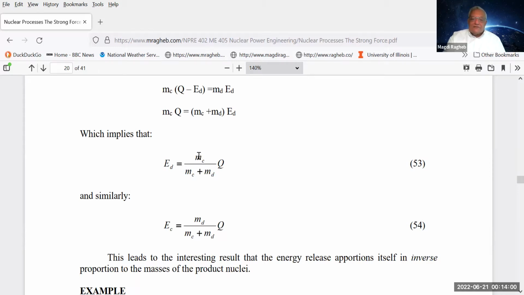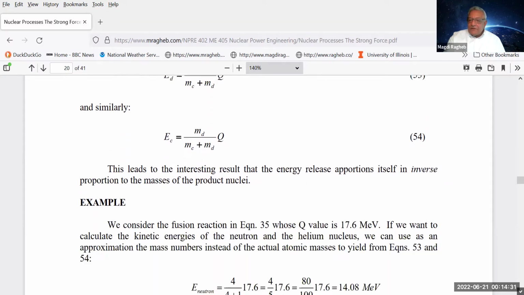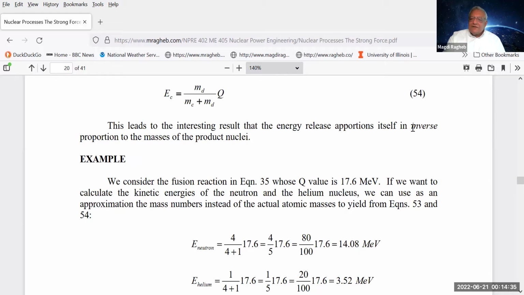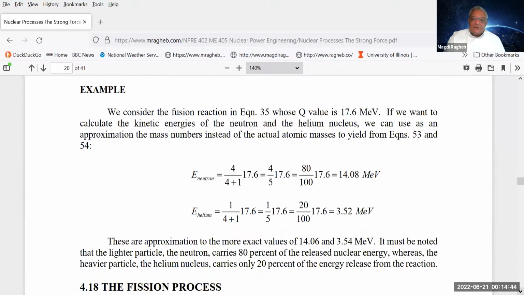You could see here, this is the mass of C. The kinetic energy of D is equal to the mass of C, the other particle, divided by the sum of the masses. And if you simply substitute back in the equation, you can get E sub C in the same way: the Q value of the reaction in inverse proportion to the masses. So the light particle maybe gets more kinetic energy than the heavy particle. So that, again, I repeat, goes against intuition. The energy release apportions itself in inverse proportion to the masses of the product nuclei. The light particle acquires more kinetic energy.